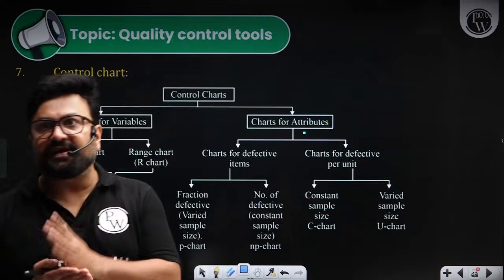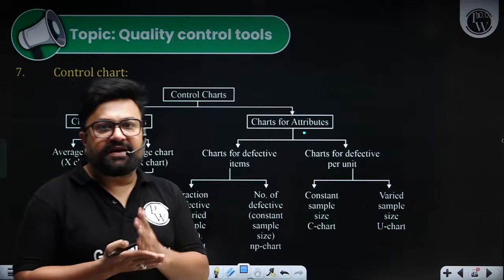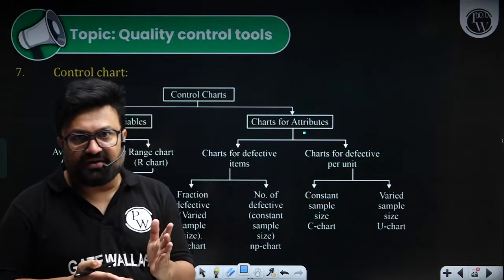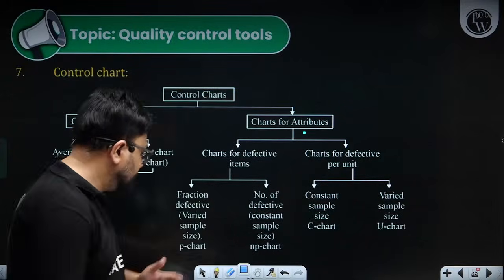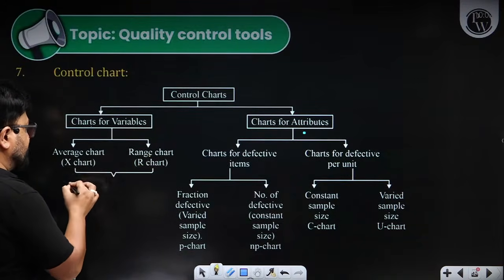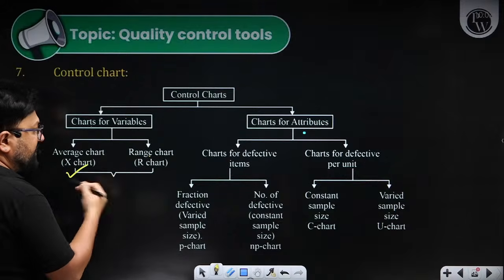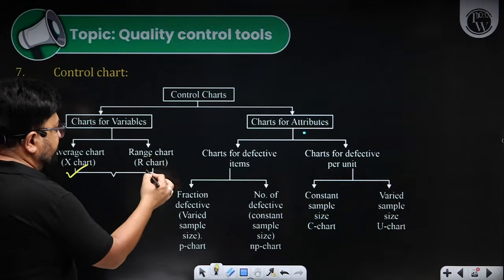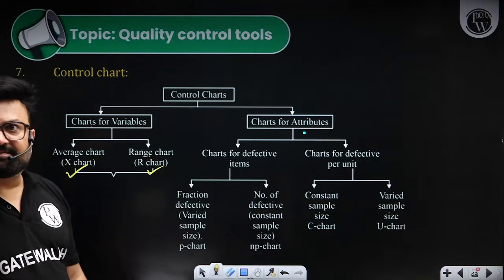Now, charts for variables: that is the average chart and the range chart. For the average chart we use the X-bar chart. For the range chart we use the R chart or R-bar chart.